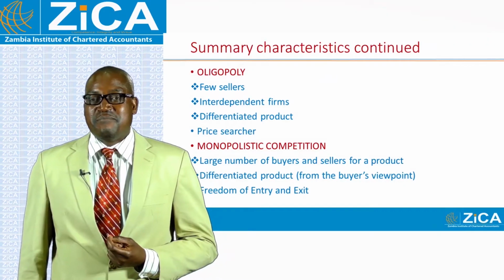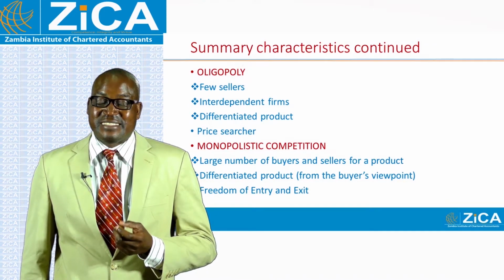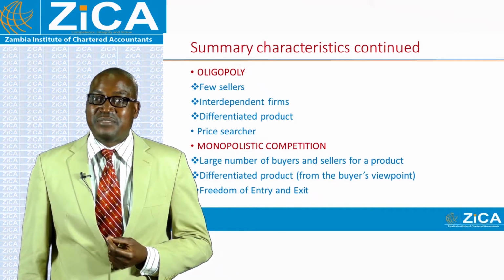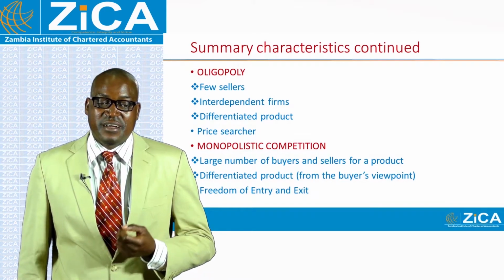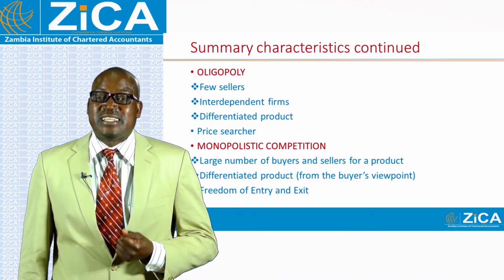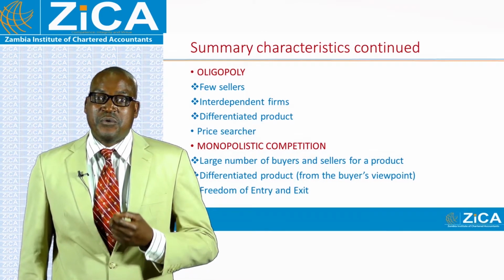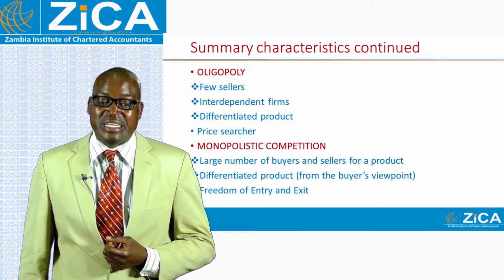The third market structure is oligopoly. In oligopoly, this is a market structure where there are very few sellers. The best example that we can give in Zambia is the mobile phone industry, where we have 3 players. The other characteristic is that the firms in this particular market are very much interdependent. Whatever one firm does, the others will notice and will respond accordingly.